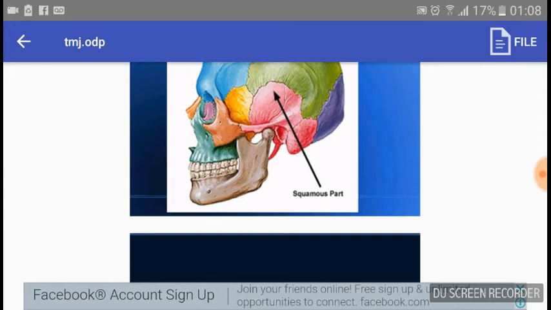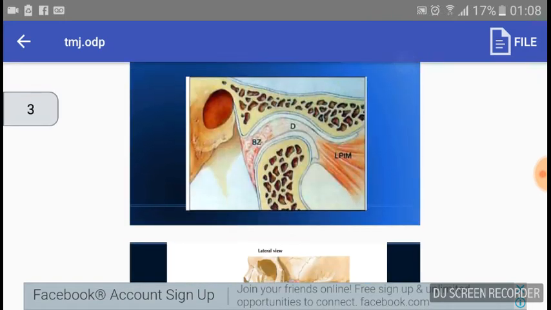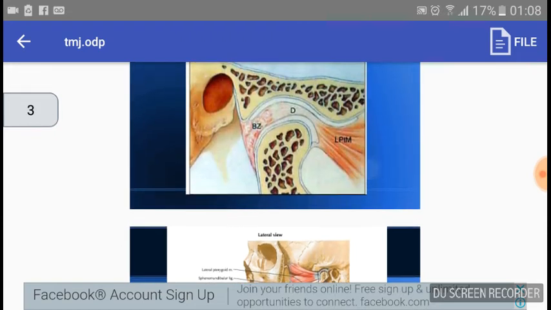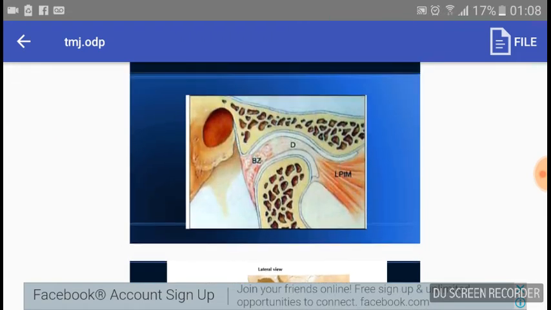The tympanic plate, which is a vertical plate, is located anterior to the external auditory meatus, located right here. And the postglenoid tubercle, seen in this photo right here, is an inferior extension of the squamous portion of the temporal bone, and it pretty much forms the posterior aspect of the glenoid fossa, seen right here.